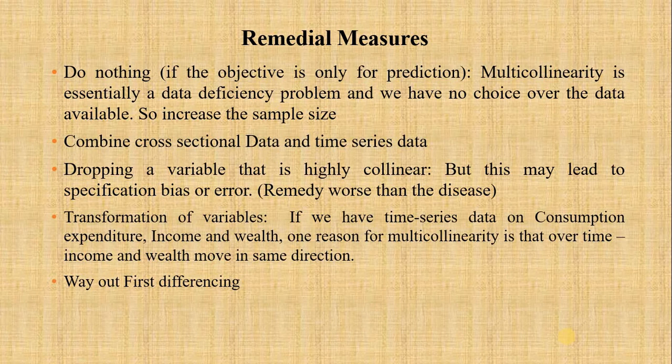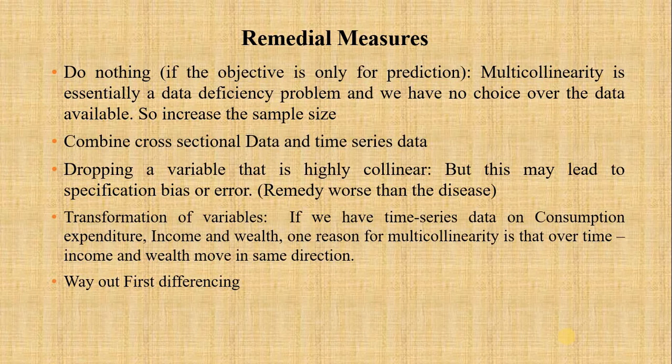Second one, if you are having cross section data, then you pool this cross section data with time series data, you combine both, then your sample size will be increased, then we can remove this multicollinearity issue. And third one, drop a variable that is highly collinear. Suppose in your example you are having wealth and income as independent variables, you remove one variable. But still there is an issue with this. If you remove one variable, then it will lead to specification bias or specification problems.